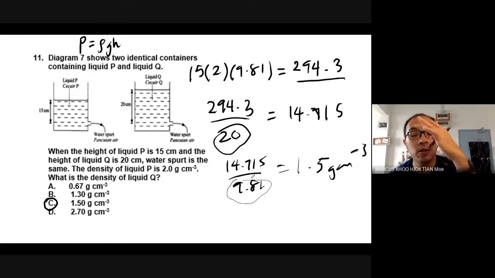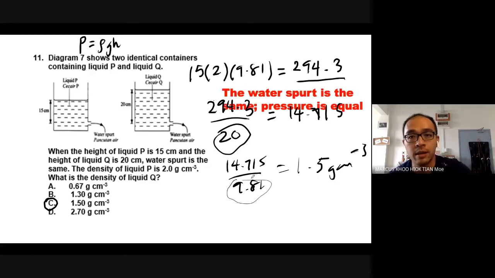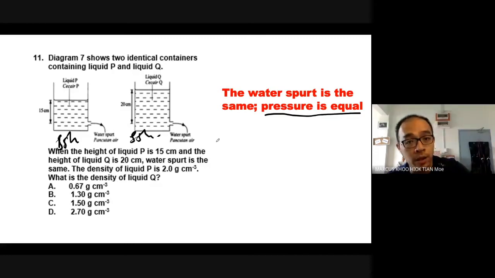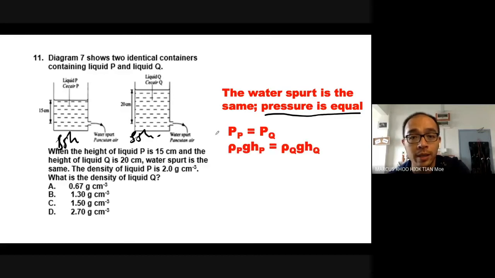Okay. So the important thing to know here is that since the water spurt is the same, it means that the pressure is equal. That means this rho g h over here is equal to this rho g h over here. So if I were to put it all in one line, I will get this. Okay, sorry. I'm going to write it down now. So this rho g h is 2 times 9.81 times 15, as Louis said just now.